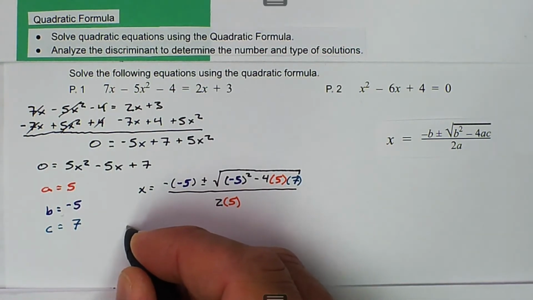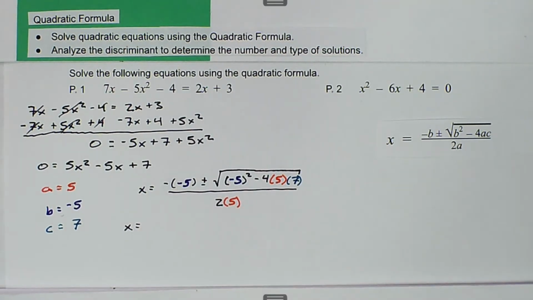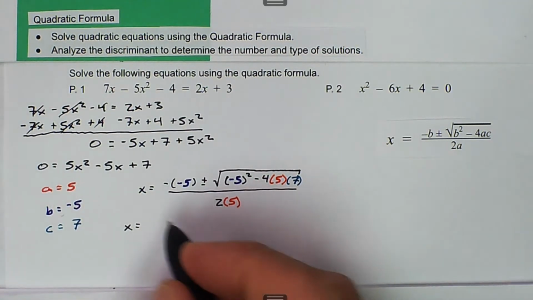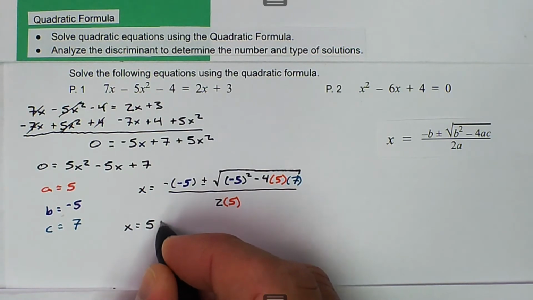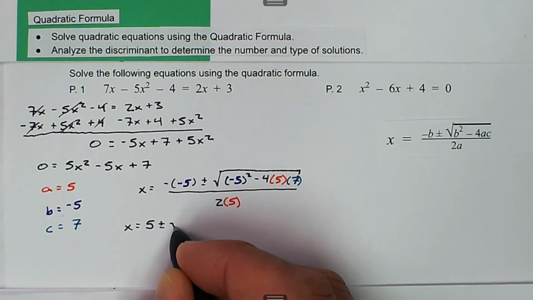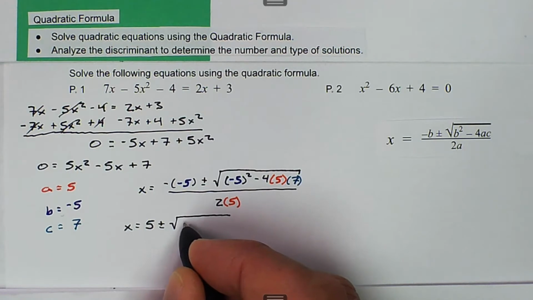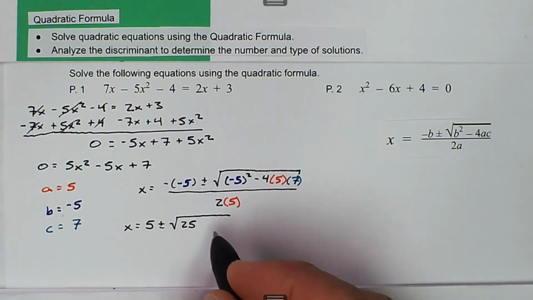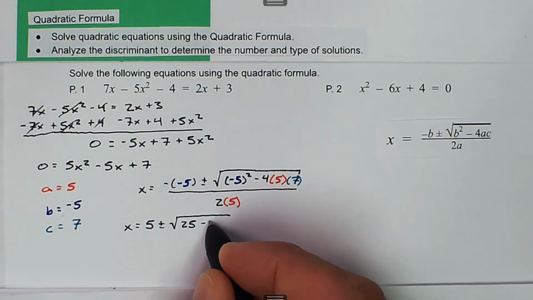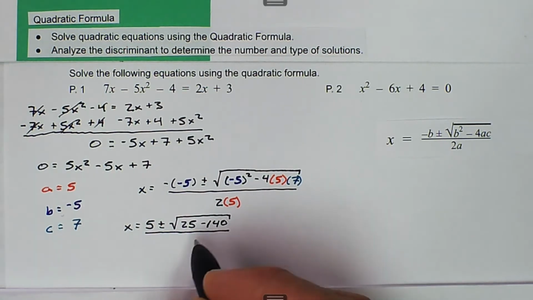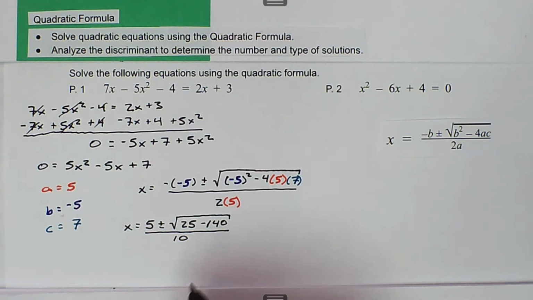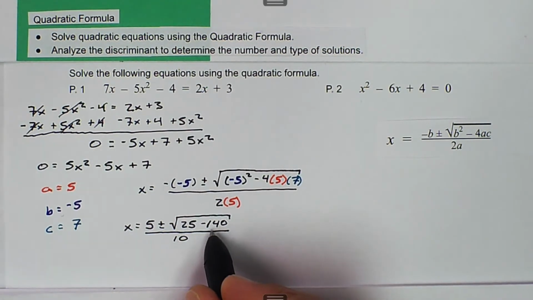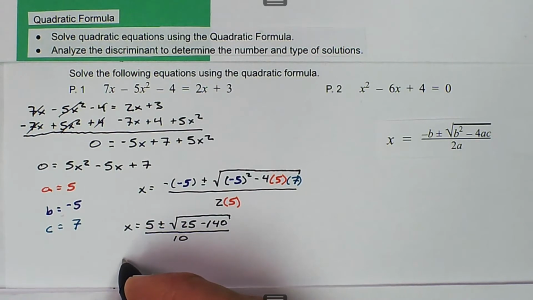So now we can write down x equals, and negative times a negative is a positive, so that becomes 5, still plus or minus. And we have the square root of 25, and then that's going to be minus 140, and then that's all over 10. And we can write that down. 25 minus 140 is negative 115.